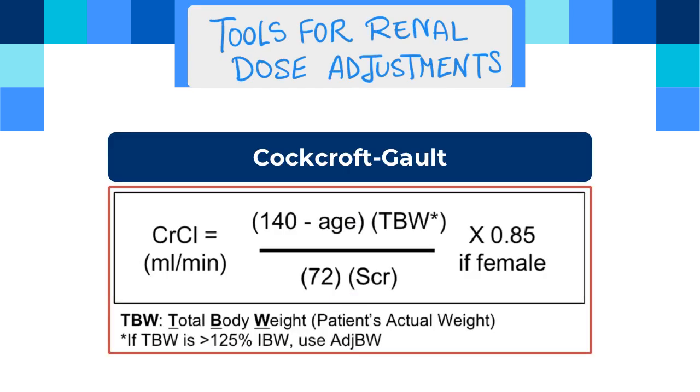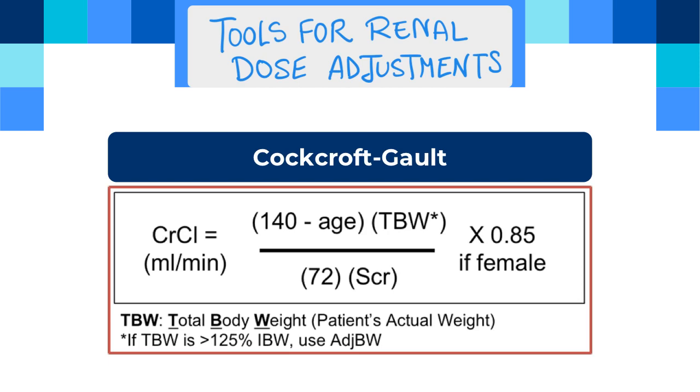The most widely used tool we have for estimating kidney function is the Cockcroft-Gault equation. It gives us creatinine clearance in mL per minute. This equation does account for gender. Creatinine is a byproduct of muscle turnover. Since most females have typically lower body muscle mass than males, this equation accounts for that and reduces the number that you get at the end of the equation. We multiply the product of the equation by 0.85 in the case of female patients.